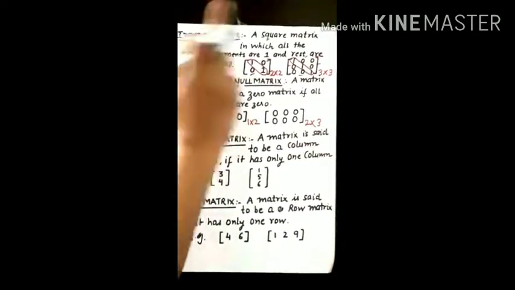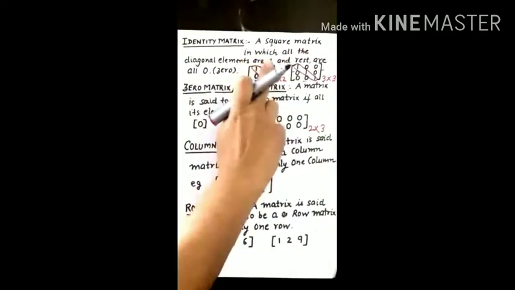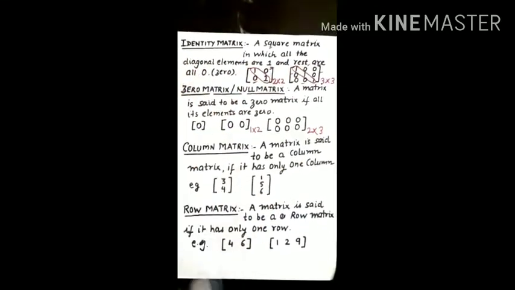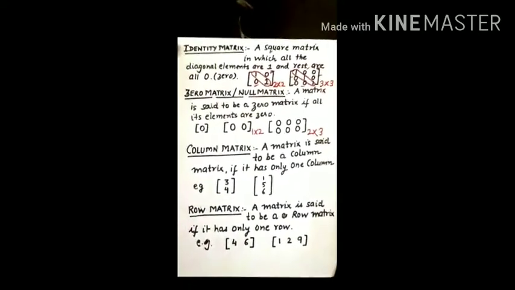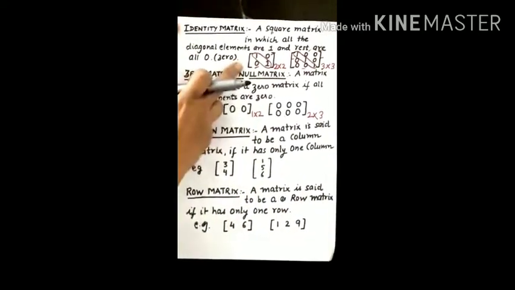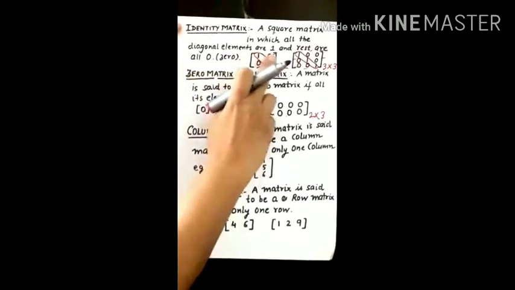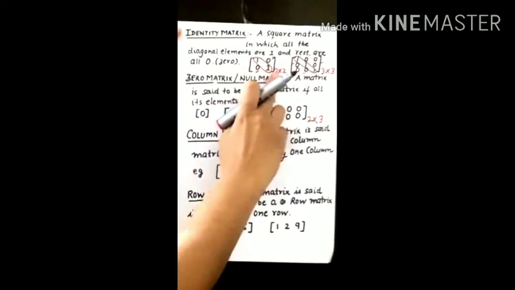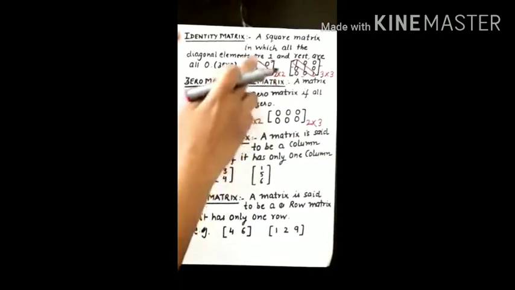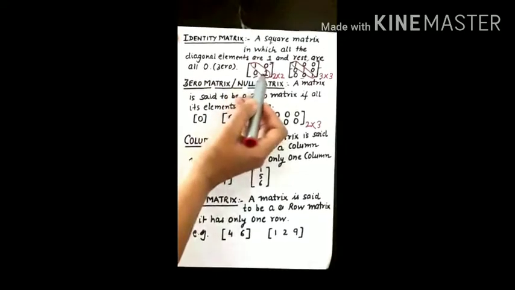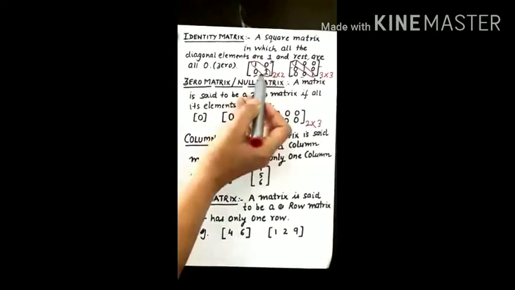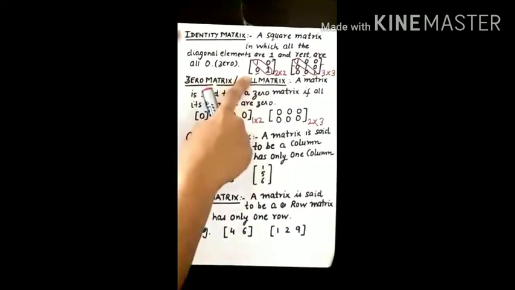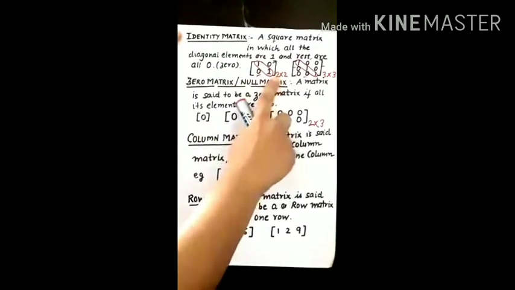Identity matrix. A square matrix in which all the diagonal elements are 1 and the rest are all 0 is called an identity matrix. For example, in this matrix we have 2 rows and 2 columns, so it is a square matrix of order 2 by 2. You can see in this matrix all the diagonal elements are equal to 1 and the rest of the elements are all 0. So it is an example of an identity matrix of order 2 by 2.